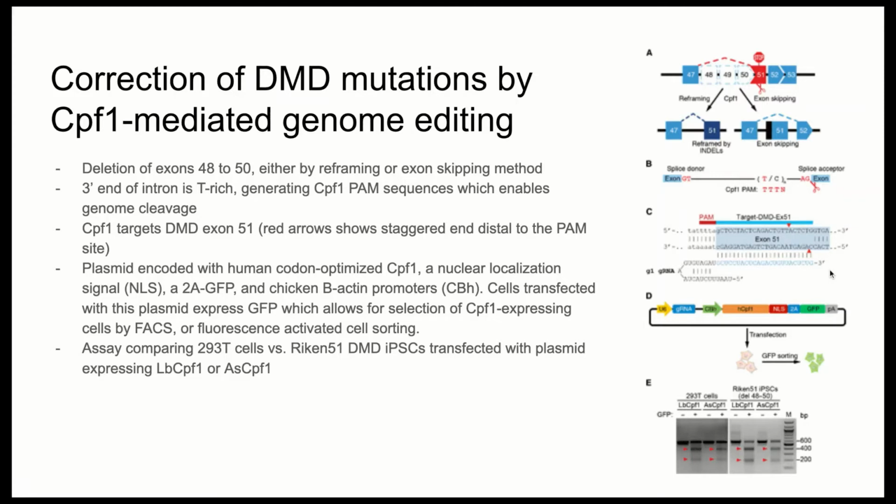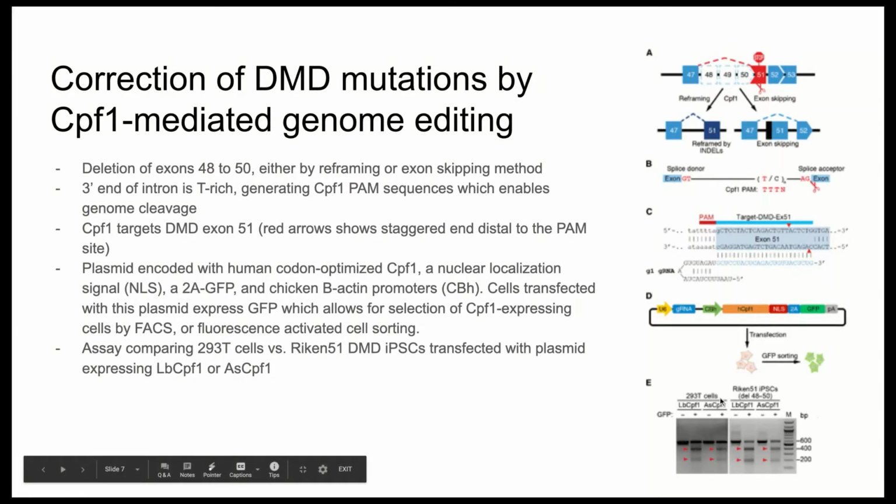And then lastly, in figure E, you'll see the assay comparing human 293 T cells versus the DMD stem cells transfected with the plasmid, expressing either LBCPF1 or ASCPF1. These are CPF1 orthologs, and an ortholog is genes in different species that have evolved from a common ancestral gene, but they retain the same function. And then the red arrows denote the cleavage products, and then you'll see the marker under M and then base pair length.